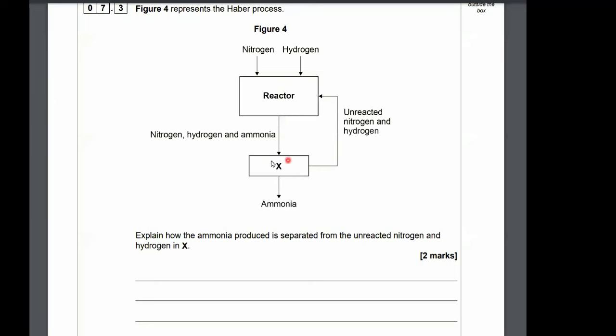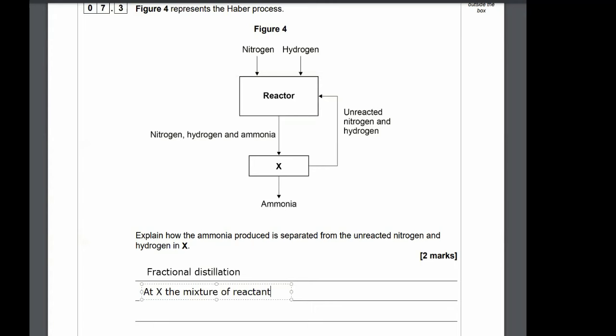Okay, here we need to explain how ammonia that's produced in the Haber process, that's the NH3, is separated from leftover nitrogen and hydrogen. And it happens in this area called X. Now, X is actually a condenser and it cools the reaction mixture with the nitrogen and hydrogen. And ammonia has a higher boiling point. So this is a form of fractional distillation. We're separating according to their boiling points.